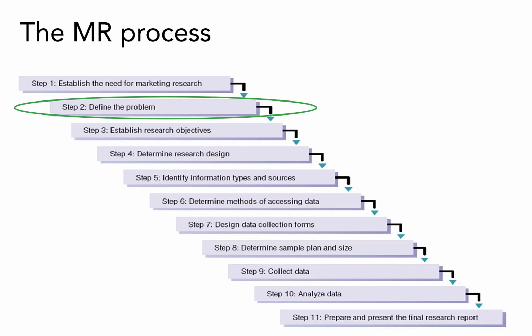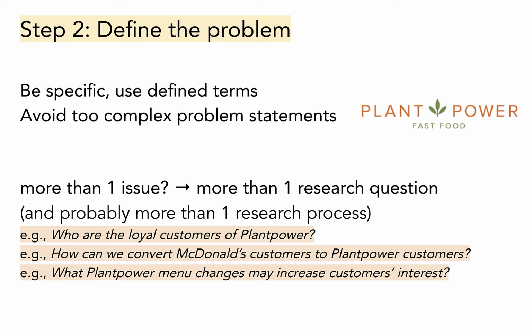So, as this video illustrated, marketing research is not always useful, especially in the case of radical innovation. The second step in the marketing research process, once you have established the need for marketing research, is to define the problem. And defining a problem, we have a separate class on this, but it's actually very important because if you define a problem wrong, you're basically doing the wrong research. You're doing research on a problem that wasn't even the problem to begin with. So defining your problem in a very specific way and avoiding very complex problem statements is really essential.